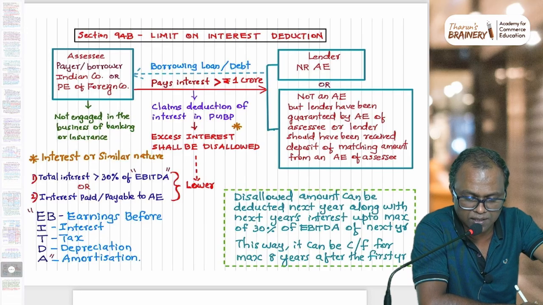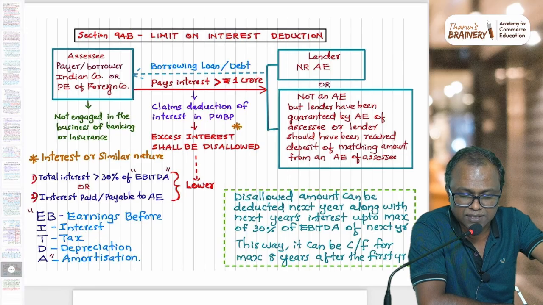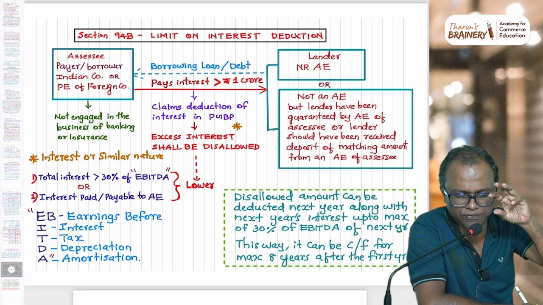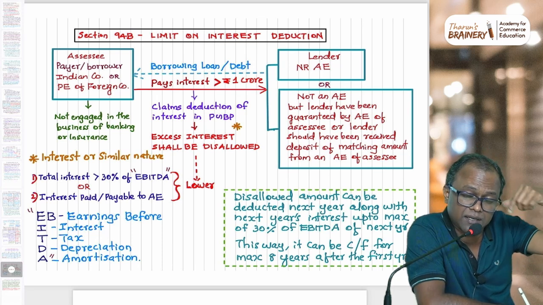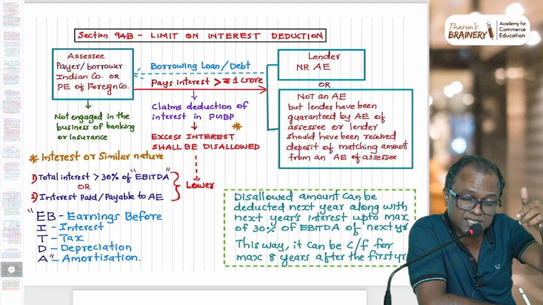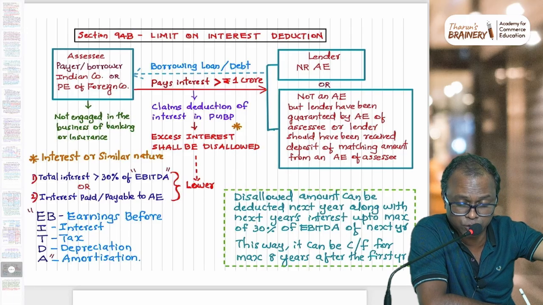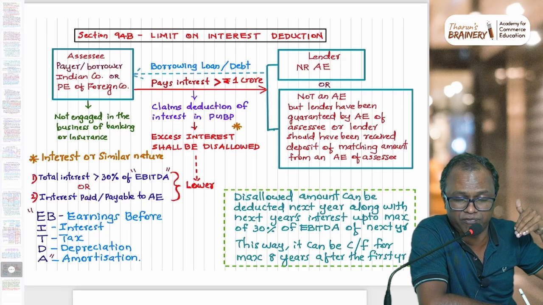The lender is a non-resident associated enterprise of the assessee, or sometimes directly not an AE of the Indian entity. It's a third party. For example, an American bank granting a loan of rupees 10 crore to an Indian company. The Indian company, Indy Limited, took a loan of 10 crore from an American bank, Bank of America.